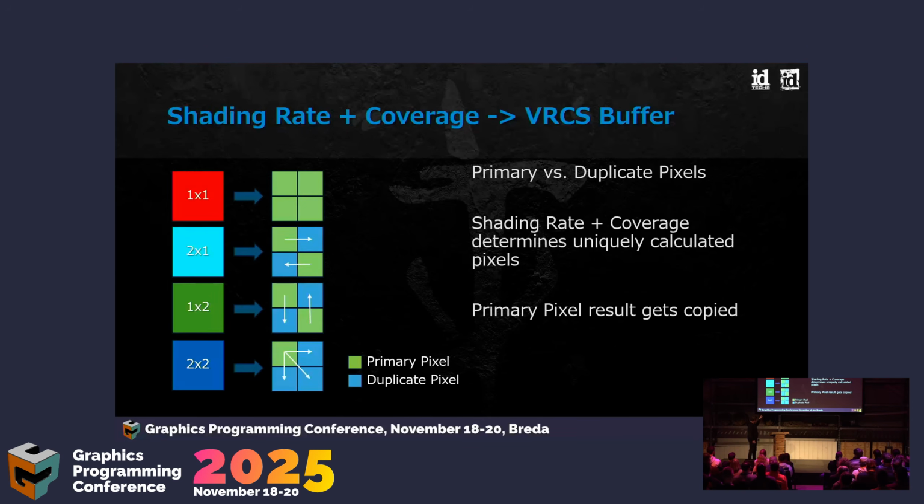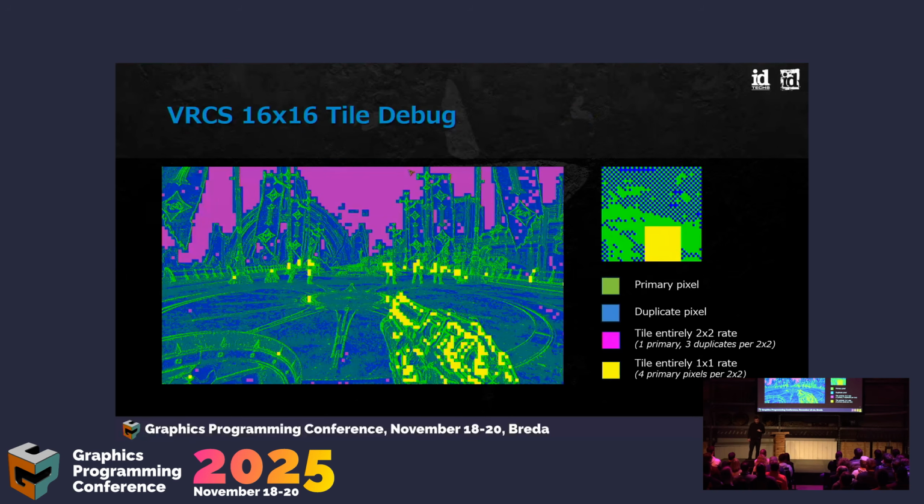Actually, the shader program that runs on the primary pixel is also the one that copies to the duplicate pixels, but more on that later. In full screen, we can visualize that whole process and just see the primary and duplicate pixels. And it's the same color coding as in the diagram, but additionally highlighting the full 1-by-1 and full 2-by-2 rate tiles in yellow and in pink.